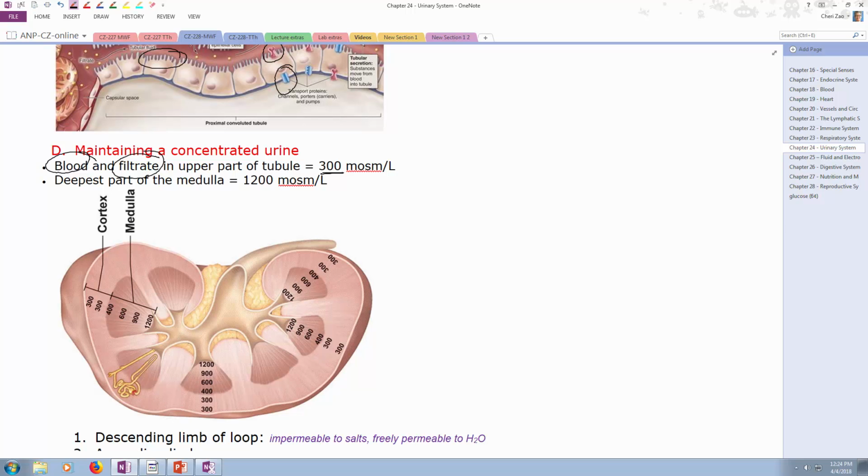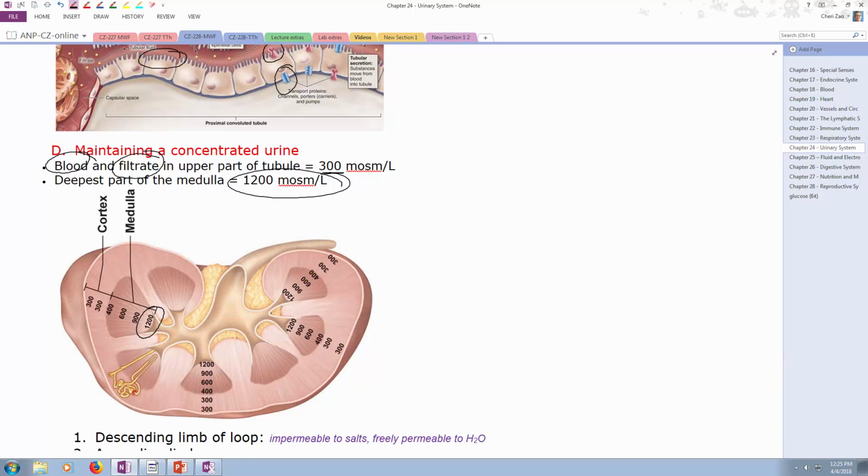In the deepest part of the medullary area, our osmolarity is 1200 milliosmoles. Folks, that's super duper salty. I mean, you are craving a drink of water when you have that type of osmolarity. And when it says the deepest part of the medulla, it's talking about the apex or the papilla of the pyramids. And indeed, when we take a look at this picture, here we are, 1200 milliosmoles at the apex or the papilla of our medullary pyramid.